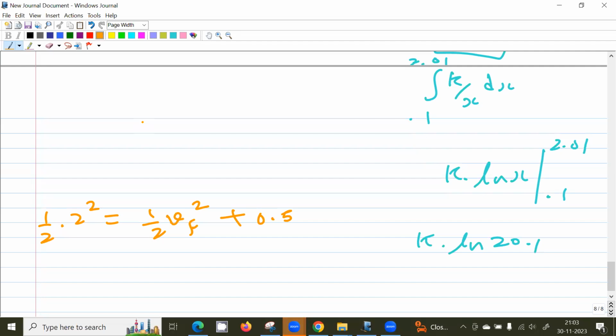Okay. So work done is K into ln 20. K is 0.5, they're given in the question, and ln 20.1. So from this, I'll get VF as something. So 4 minus ln 20.1 is VF square.